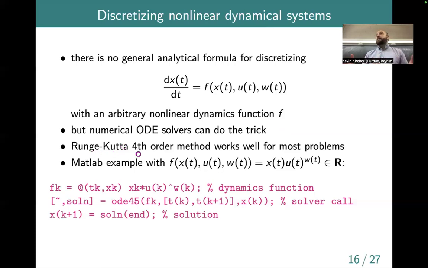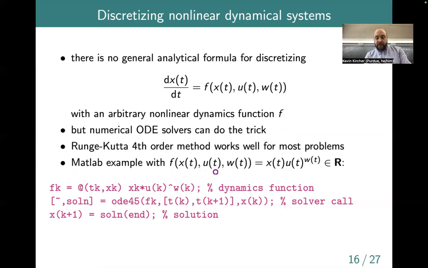There are a bunch of other methods that are potentially better for special problem classes, but this is a workhorse method that's good for a wide range of problems. Here is MATLAB syntax, but Python syntax looks fairly similar, and there are built-in functions for this in Python or Julia as well.